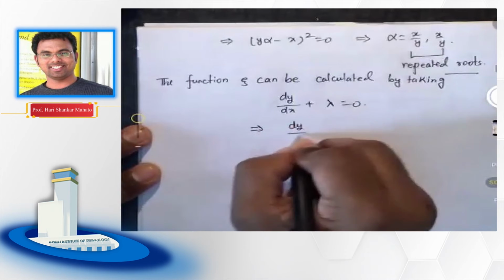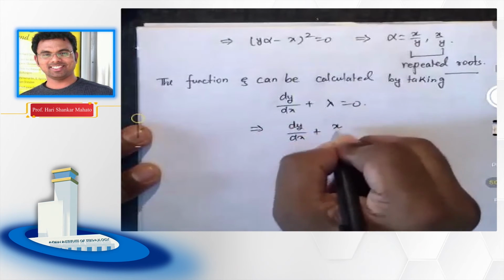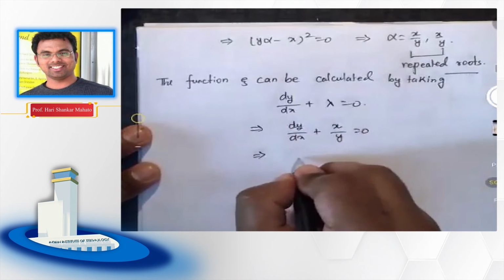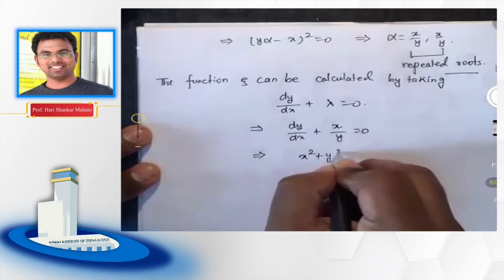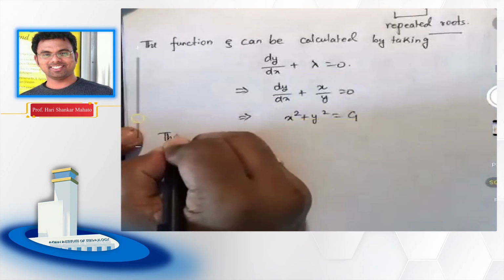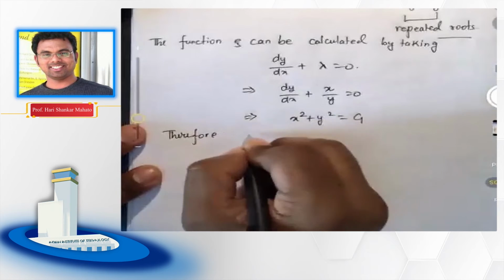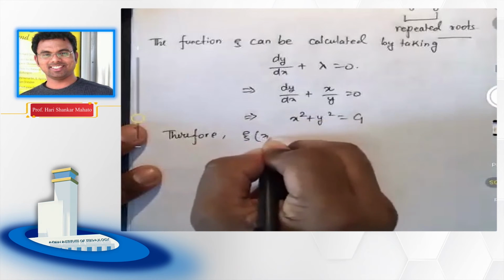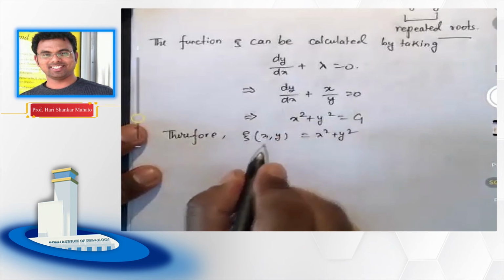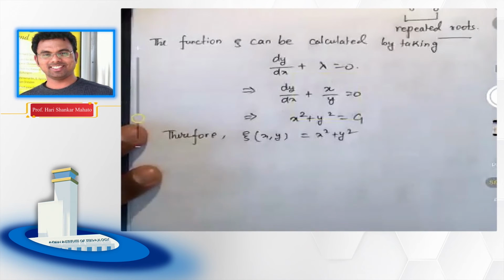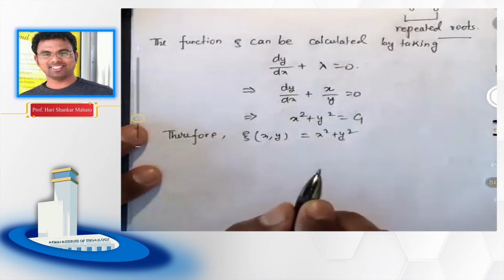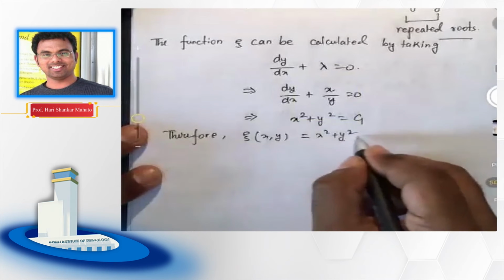So I have dy dx plus x by y equals 0. Now I will do the cross multiplication, and when you integrate, you will end up obtaining x square plus y square equals some c1. Therefore, I will take xi of xy equals x square plus y square. The characteristics is denoted by xi of xy equals c1, eta of xy equals c2. But the function xi is simply x square plus y square. When you use the term characteristics, make sure you put equals c1.